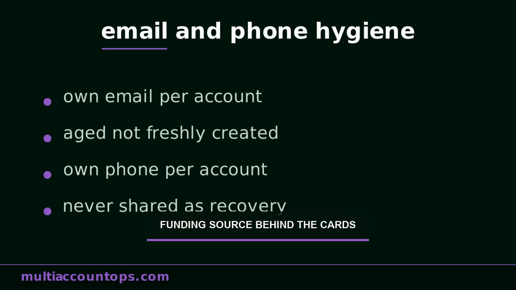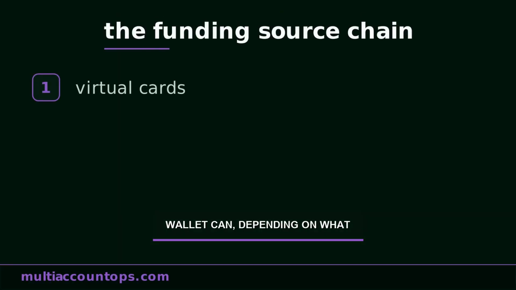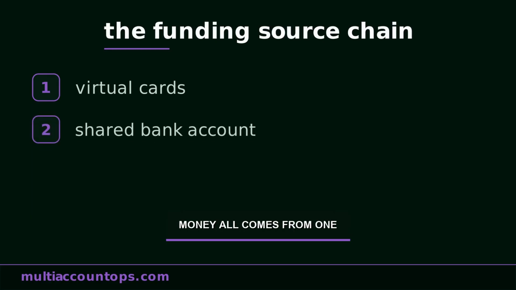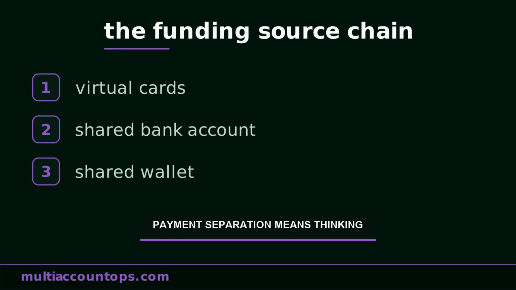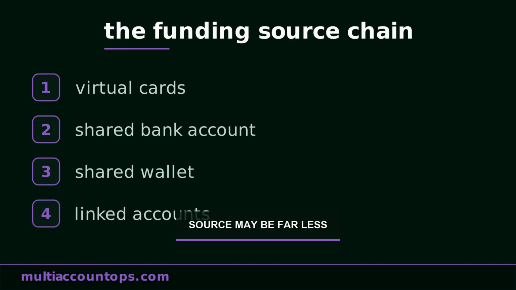The funding source behind the cards. Separation at the card level can still fail one layer deeper, at the funding source. A stack of different cards or virtual cards that all draw from the same bank account or the same wallet can, depending on what the processor and platform can see, still trace back to one origin. The visible card numbers differ, but the money all comes from one place, and that shared root can be the link. Real payment separation means thinking about the whole chain, not just the last card in it, and understanding that a dozen instruments funded from one source may be far less separate than they look on the surface.